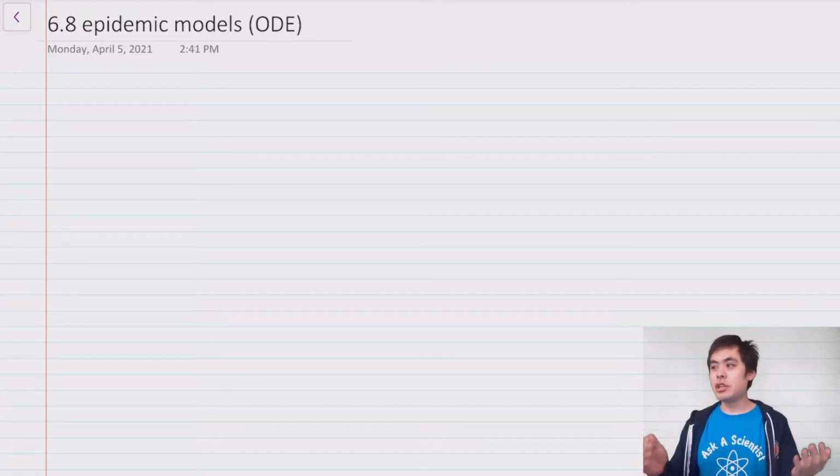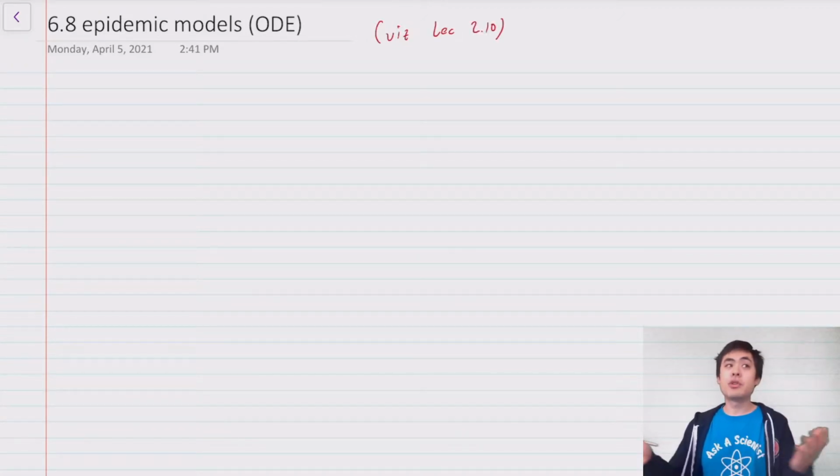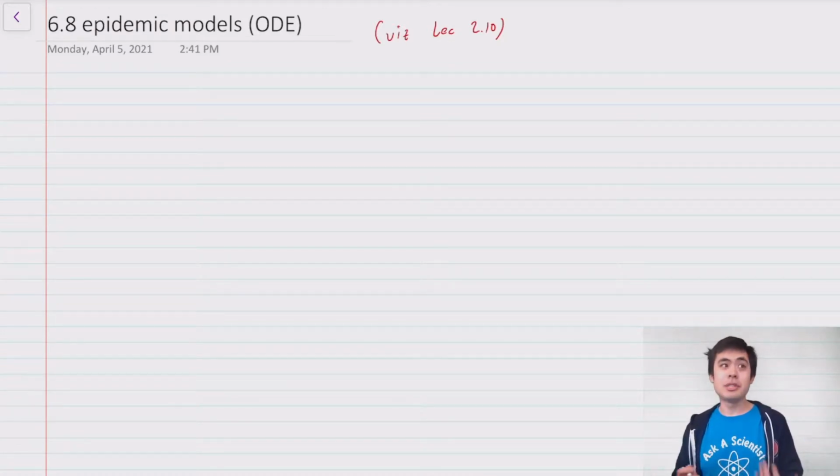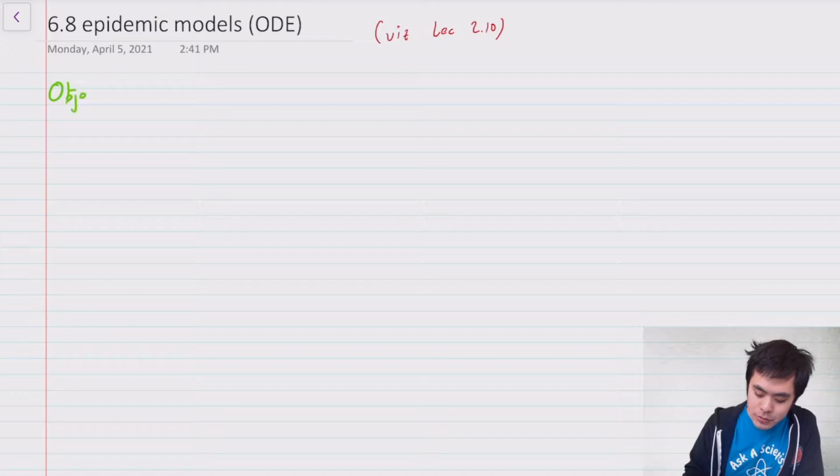So for the very last lecture I thought we'd come full circle and talk about some epidemic models again. These are similar to what you saw in lecture 2.10. But of course, instead of using difference equations, we're going to be using differential equations. So let's go ahead and list our objectives, which are going to be very similar to what we did the last time we talked about epidemics.